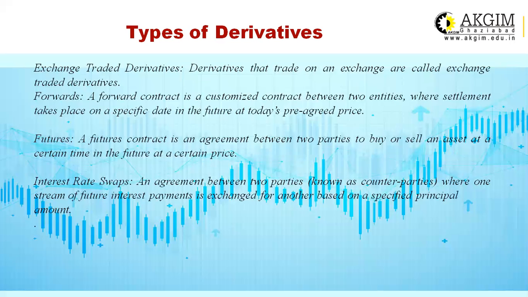The next one is the futures. A futures contract is just like a forward contract, but the difference between the futures and the forward is that the forward is done over the counter, OTC, but futures contracts are done through the exchange.